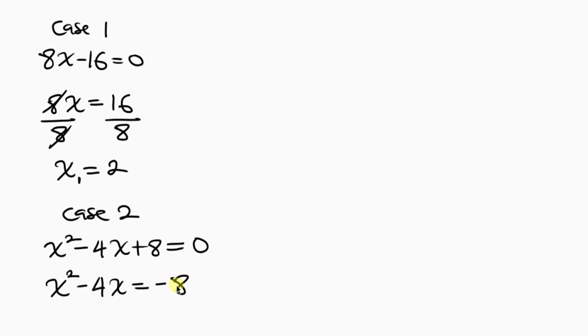Now our next step towards using the completing the square is to take the coefficient of x, which is negative 4, write it out, divide it by 2, and then square everything. So this will result to negative 4 divided by 2 is negative 2, and then squared. Now I'm going to be adding this to both sides of the equation.